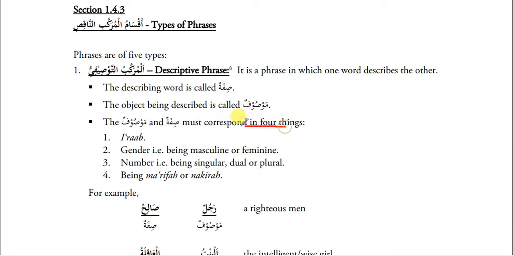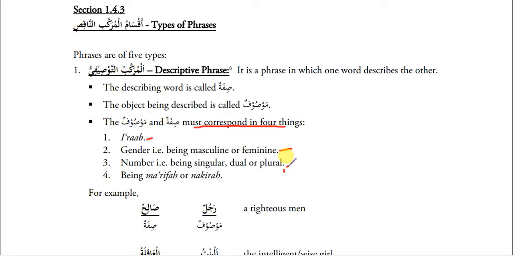There are four things in which the mawsuf and sifat must correspond. First one is i'rab, that the i'rab of mawsuf and sifat will be the same. If the i'rab of mawsuf is pesh, sifat will be pesh. If the i'rab of mawsuf is zabar, then zabar. If zair, then it must be the same. Gender, that is masculine, feminine, that is muzakkar and muannas. If mawsuf is muzakkar, then sifat will be muzakkar. If mawsuf is muannas, then sifat will be muannas. Now in single, dual and plural, that is quantity. If mawsuf is wahid, then sifat will be wahid. If mawsuf is tasniya, then sifat will be tasniya.